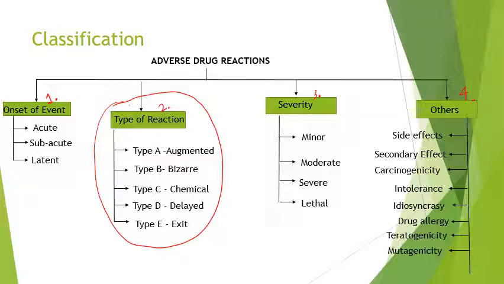Now talking about idiosyncrasy. Idiosyncrasy is defined as genetically determined abnormal activity to a chemical or a drug. For example, barbiturates may cause excitement and mental confusion in some individuals.